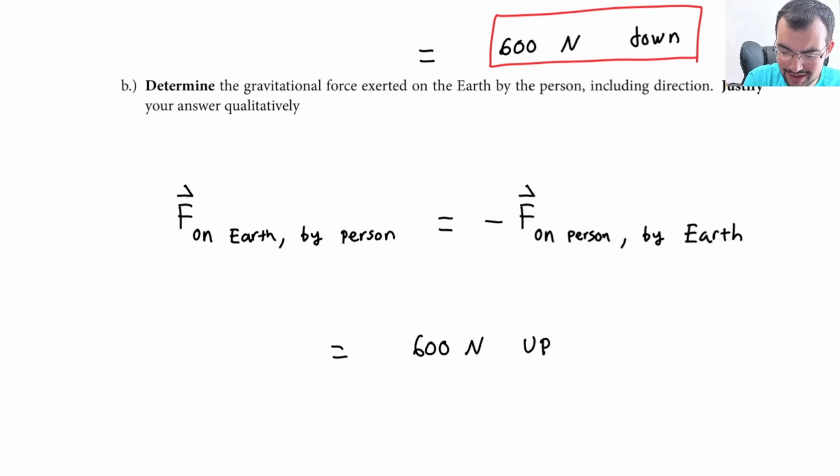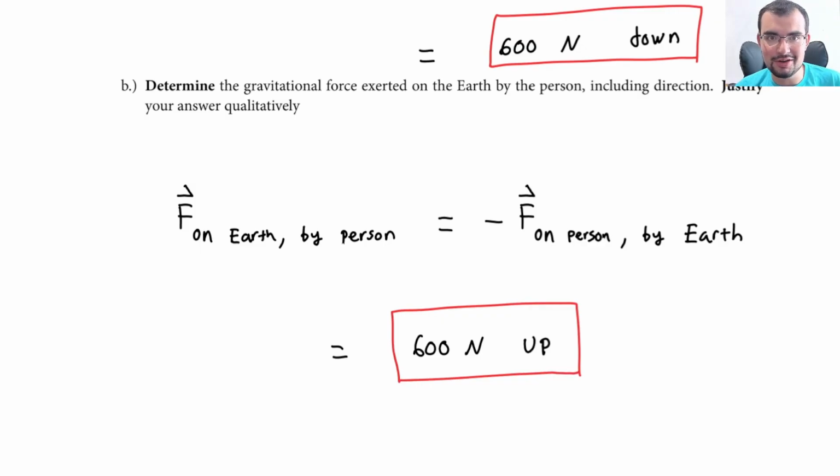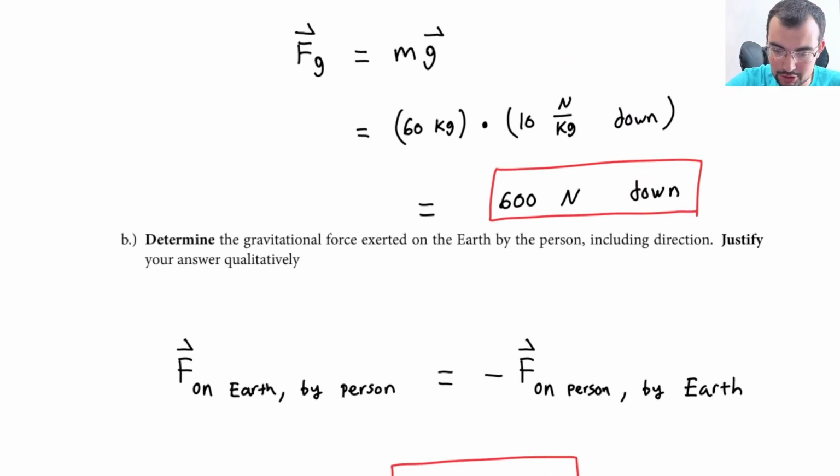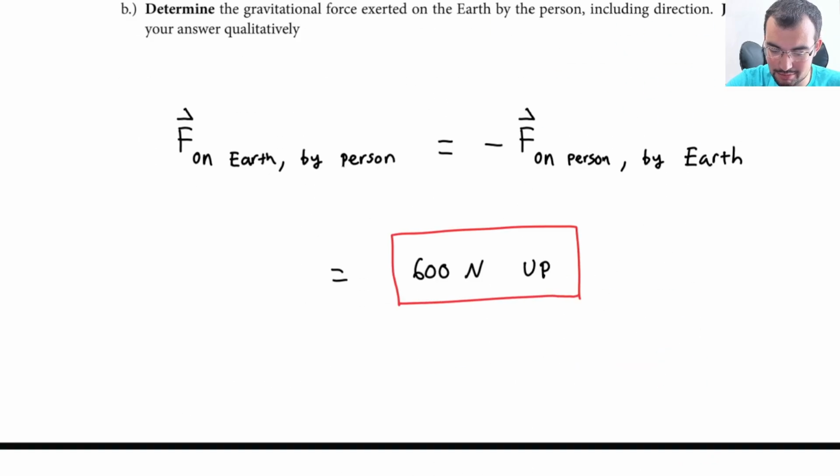That should seem kind of odd, that the person's actually pulling the Earth up, but realize that in these situations, when the masses are so unequal, it doesn't matter that you're pulling on the Earth. The Earth has so much more mass or so much more inertia that it's not going to be affected by that force as much as the person is. So the causes are the same, but the effects won't be.